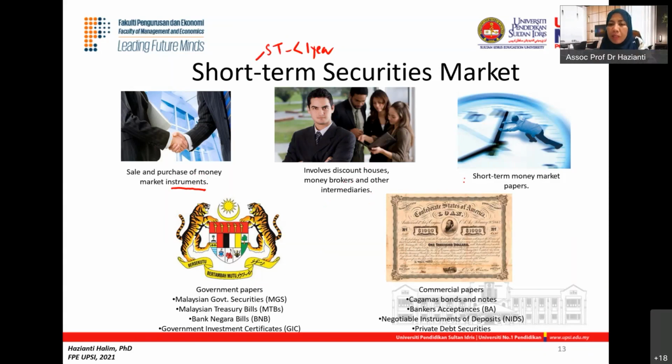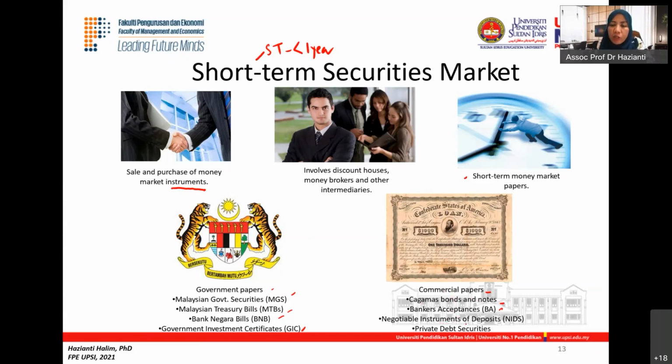We also have short-term money market papers. We have government papers. In case you came across Malaysian government securities, kalau pernah dengar, kita ada Malaysian Treasury Bills, kita ada Bank Negara Bill. We also have government investment certificates. They are all papers. And also commercial papers. The US punya example, commercial papers. Cagamas bonds and notes. Bankers acceptance. Kita akan tengok satu-satu what are those papers actually.